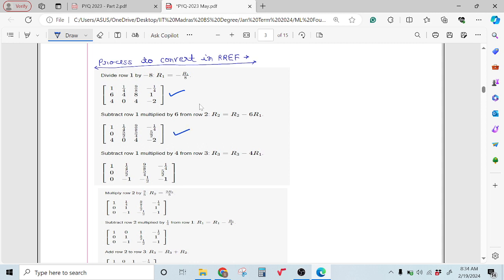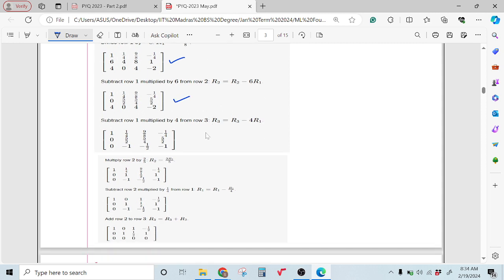And then we will subtract row 1 multiplied by 4 from row 3. So we will get this. Then multiply row 2 by 2/5. We will get this. And then subtract row 2 multiplied by 1/4 from row 1. So we will get this.